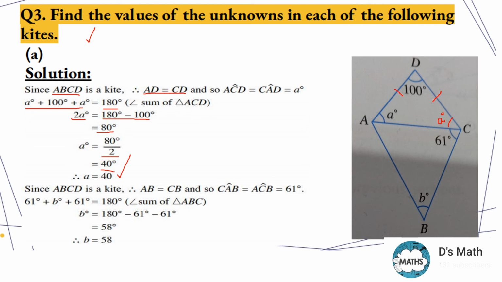And also in the case of a kite, our line AB is equals to CB. If this angle is 61, automatically this angle is also 61. So we'll use the same concept, sum of the interior angles of the triangle CBA. So that means we will add all the three angles, that will be equals to 180. So we'll shift 61 on the other side. They will be subtracted, and we will subtract 61 and 61 from 180. We have the answer 58. That means the value of B is equals to 58.